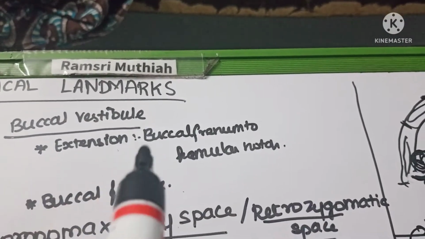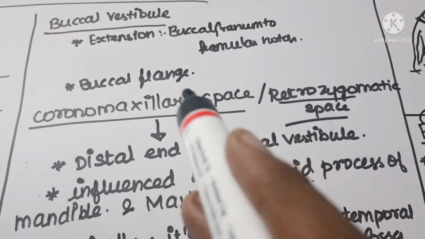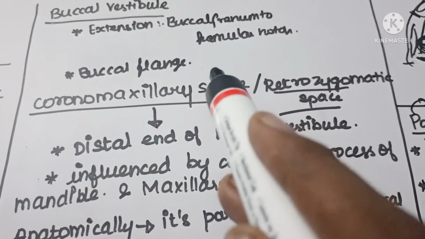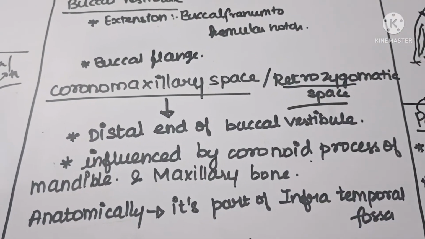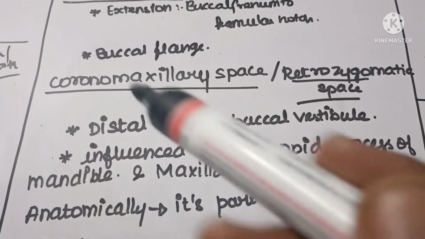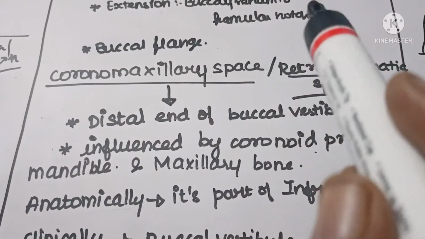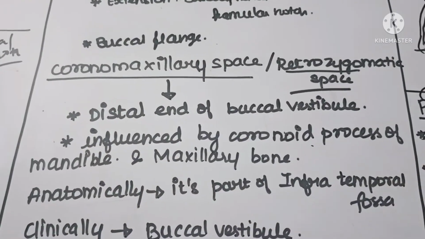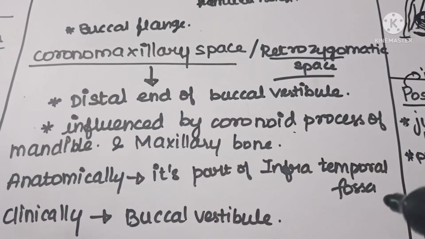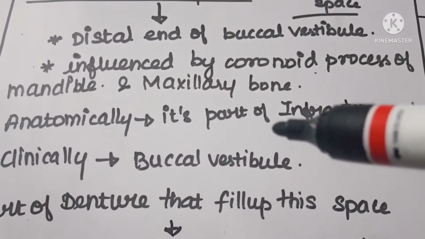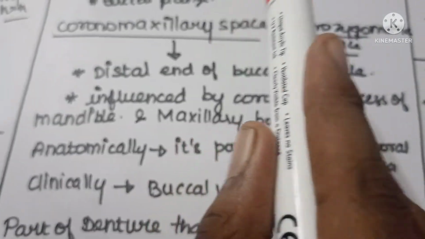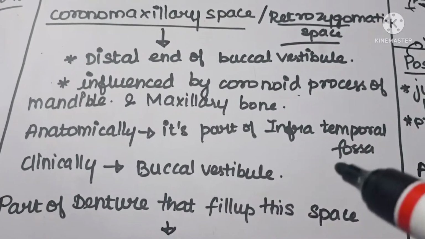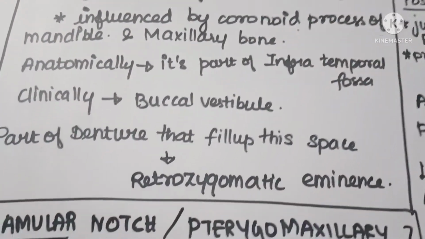Then the corresponding area is the buccal flange, and under this there is a space called the coronomaxillary space or retrozygomatic space that is present distal to this buccal vestibule, and this is influenced by the coronoid process of the mandible and the maxillary bone. Anatomically, it's a part of the infratemporal fossa. Clinically, it is called the buccal vestibule. The part of the denture that fills up this coronomaxillary space or retrozygomatic space is known as the retrozygomatic eminence or coronomaxillary eminence.